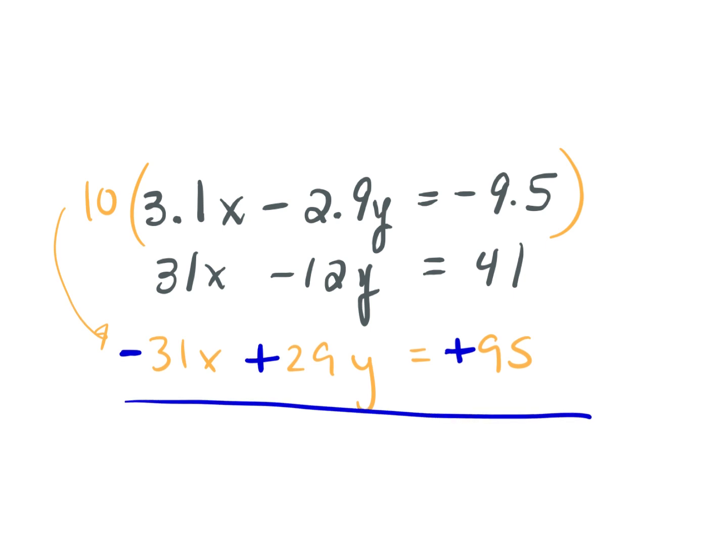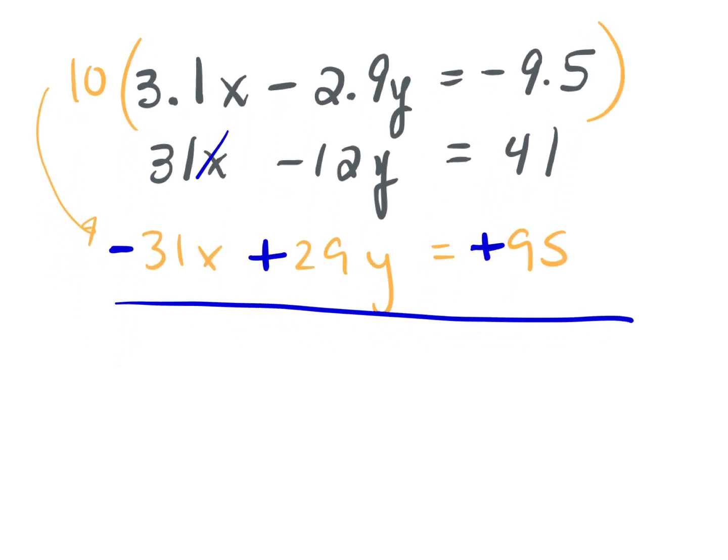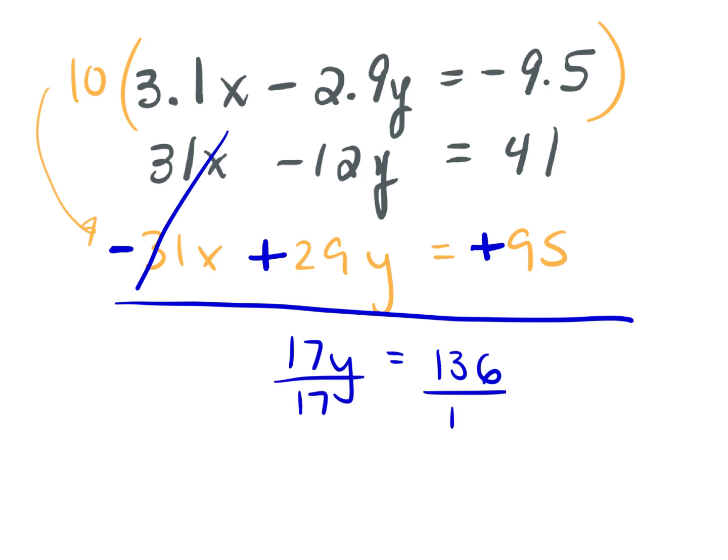Now we can combine our new first equation and second equation. So do the x's cancel? Yes. What's negative 12y plus 29y? 17y. And that would be equal to 41 plus 95? 136. Can we divide 136 by 17? You can. Awesome. 8. So we found y. How do we find x?